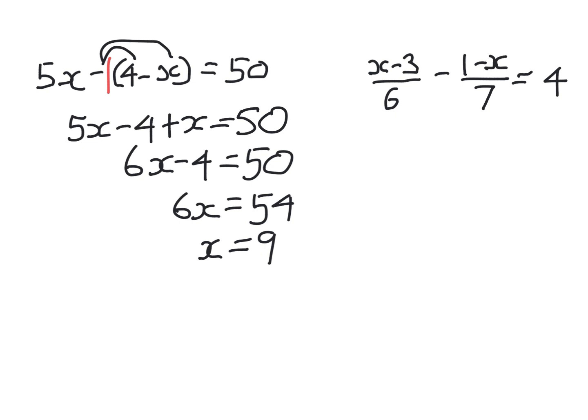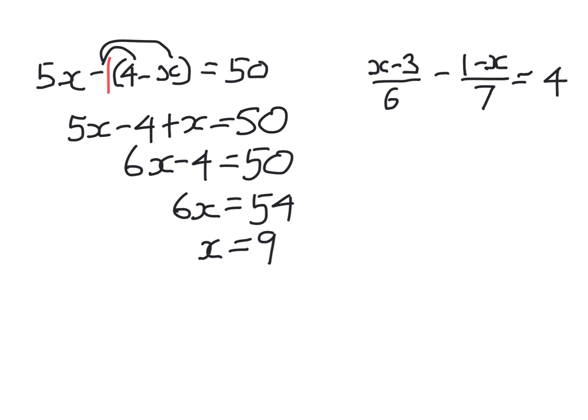So x equals 9 is the solution, because if you substitute x here and here for 9, you get 45 subtract -5 equals 50, which is a true statement. All right, let's look at this one. This one's a bit harder. We need to get x to one spot.